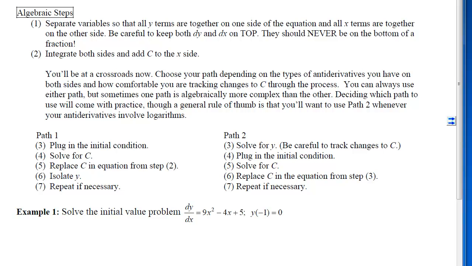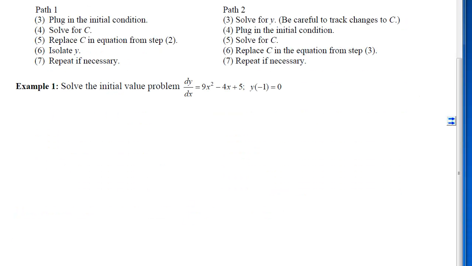So let's do example 1, and with example 1 we're going to follow path 1 all the way through so that you can see how path 1 works. So remember that step 1 is to separate the y's and the x's, and if we look here we can see that there's only one y showing up. On the right side, everything is already involving x's. So we can move this dx over to the other side by multiplying by dx.